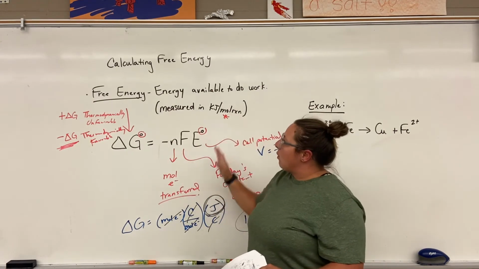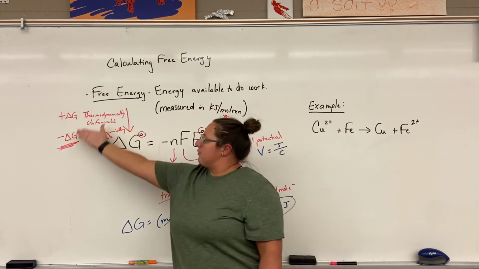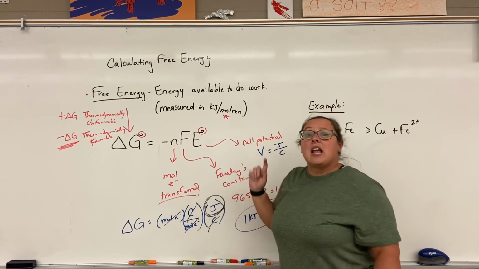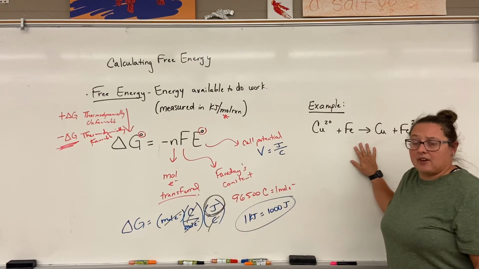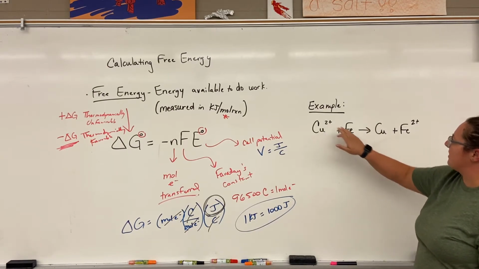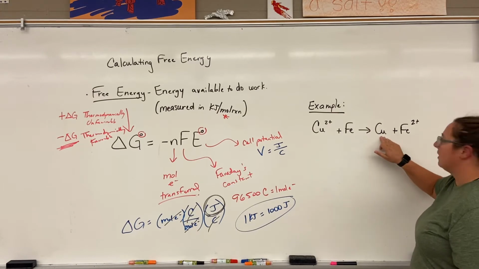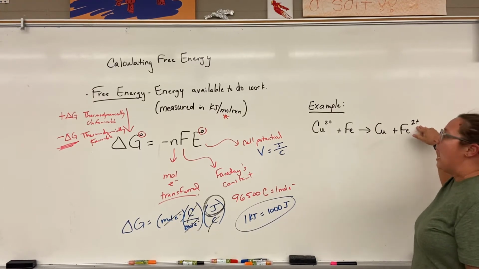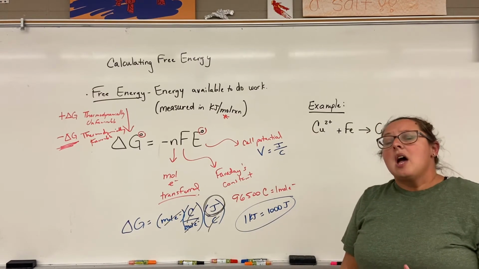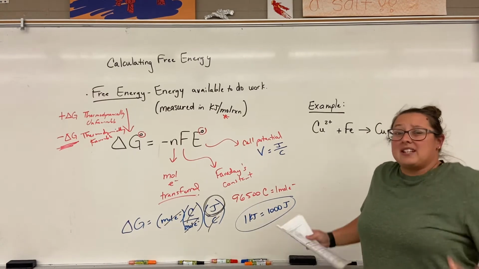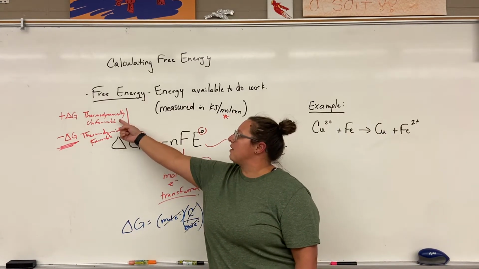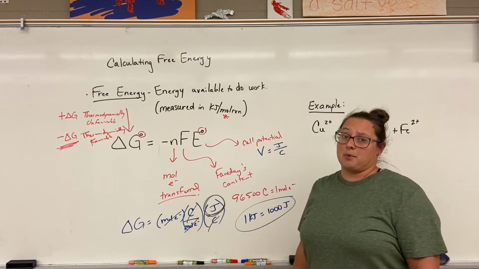So now that we know what free energy is, what free energy tells us, and how to calculate free energy, let's do an example problem together. In this example problem, I have Cu2+ plus Fe yields Cu plus Fe2+. I want to calculate delta G, but I also want to figure out what that tells me. Is the reaction thermodynamically favorable or unfavorable?